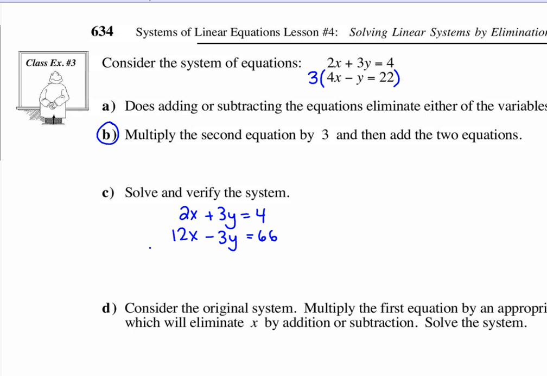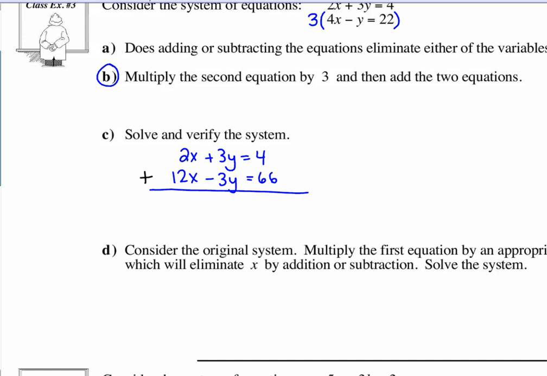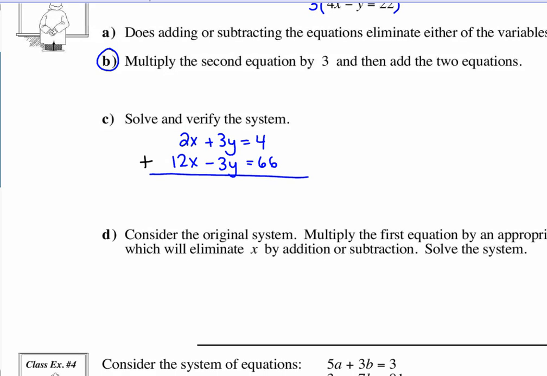All right, so are we adding or subtracting if the signs are opposite? Adding. 2 plus 12, 14. Negative 3 and positive 3 make? Eliminated. Pew, pew. You're going to have that going through your head tomorrow or during your quiz. 66 plus 4, 70. And next step? Divide by 14. 5 times.